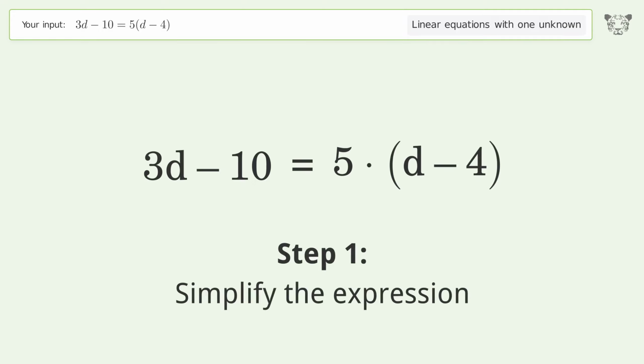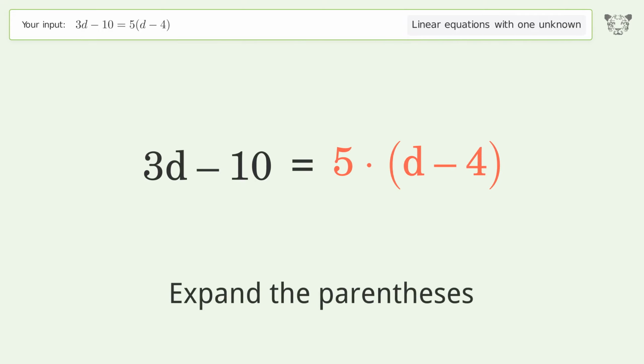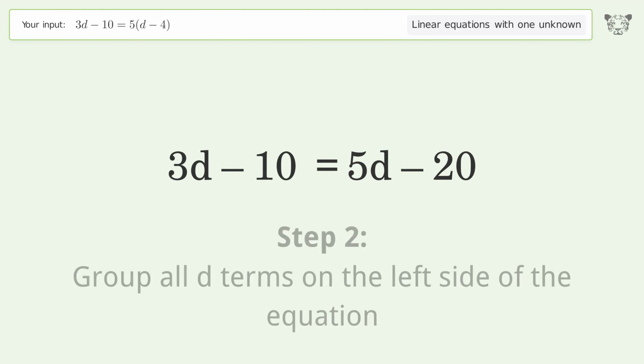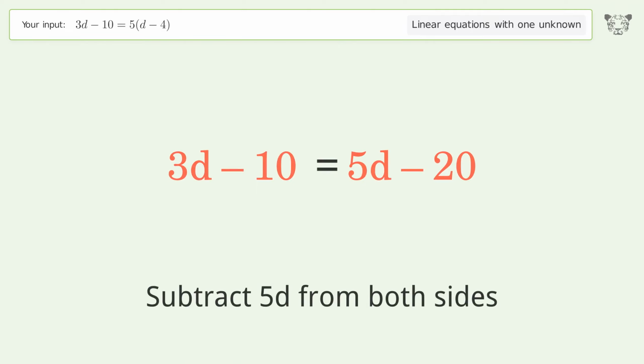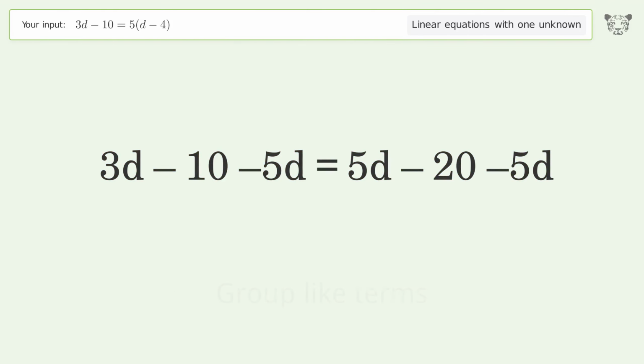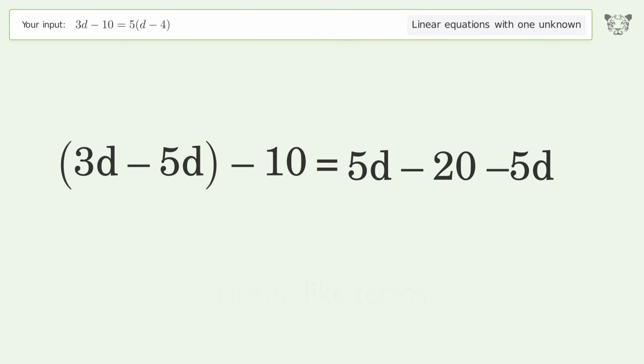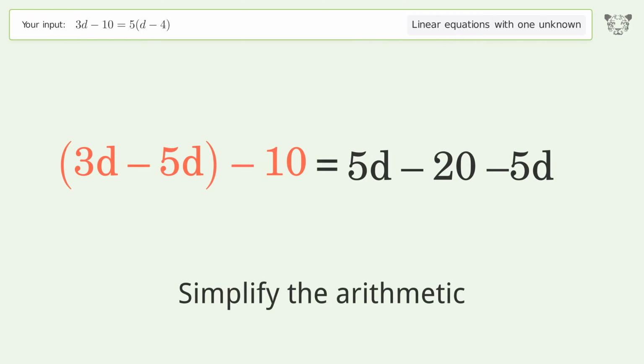Simplify the expression. Expand the parentheses. Simplify the arithmetic. Group all d terms on the left side of the equation. Subtract 5d from both sides. Group like terms. Simplify the arithmetic.